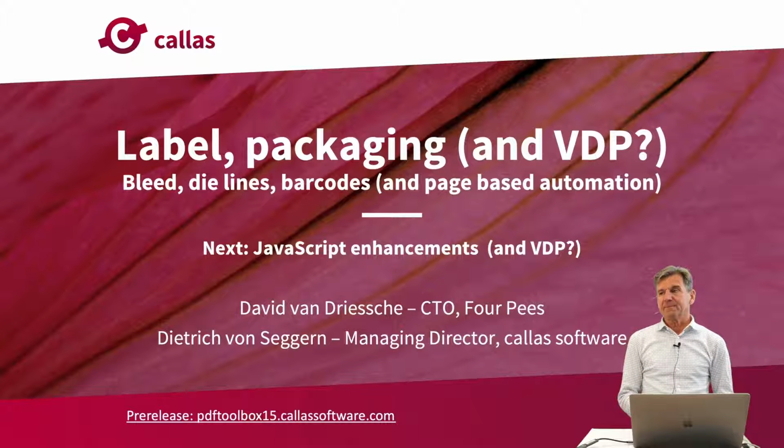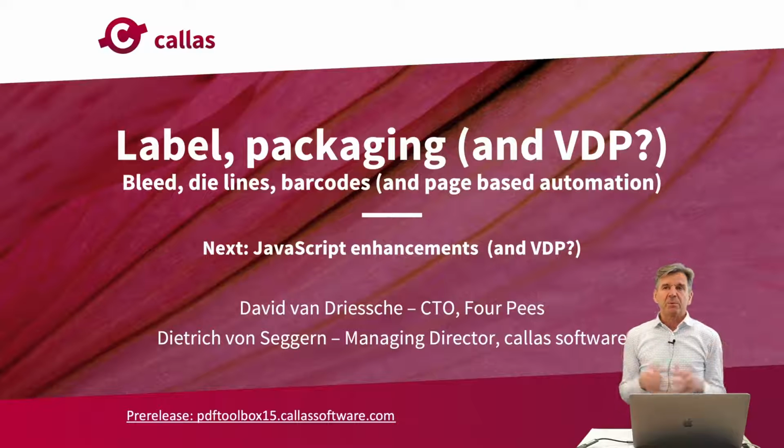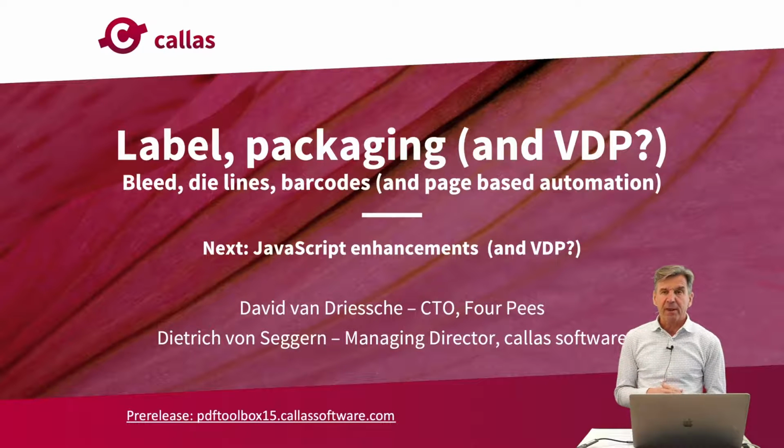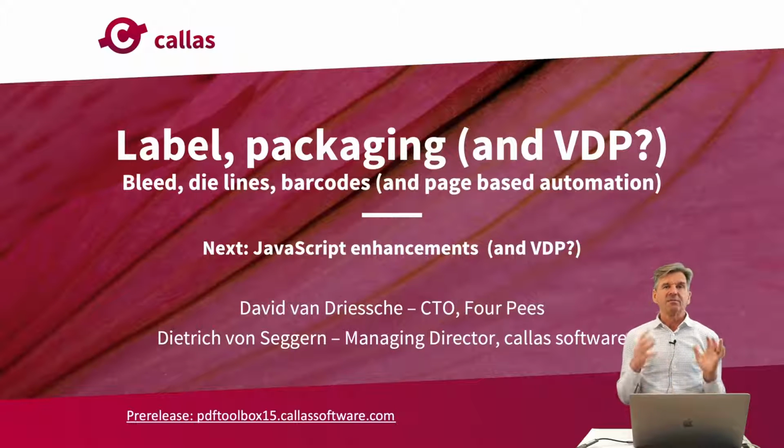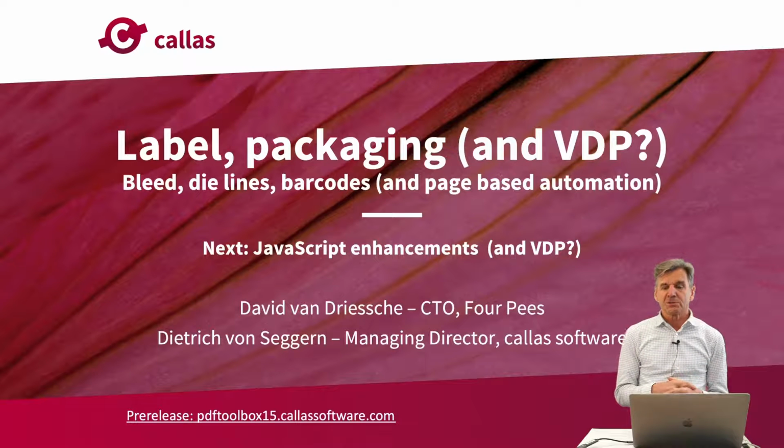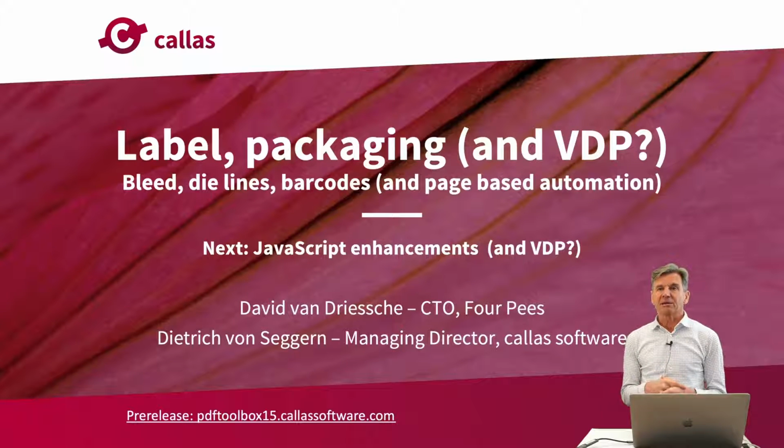Two sessions today. First one is what we call verticals. So some topics that are important, that are new in pdfToolbox, that are somehow related to verticals, mostly label and packaging. And the original plan was to also cover variable data in this session. It's not just label packaging, it also has to do with bleed, with page geometry boxes. So stuff in these areas, also barcodes will be covered. However, in this first session, we are pretty sure we will not make it for variable data.